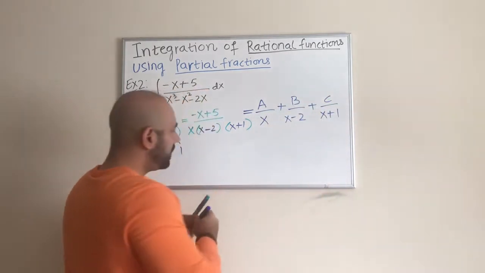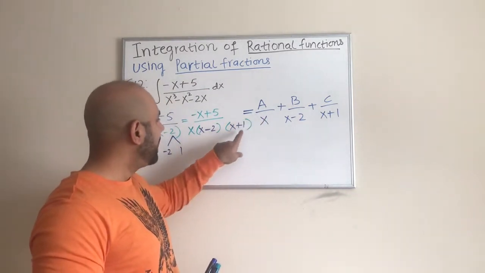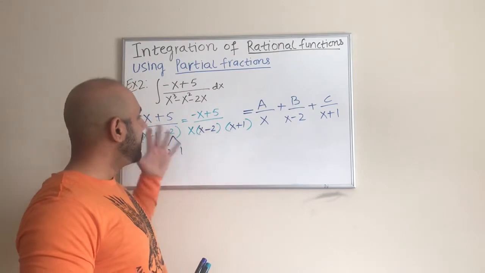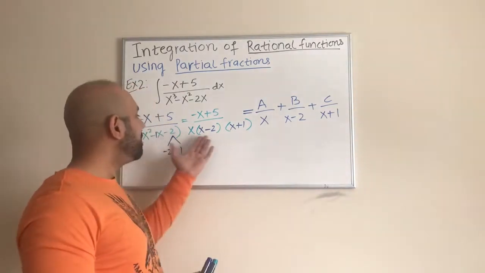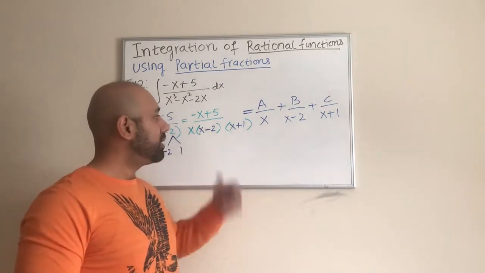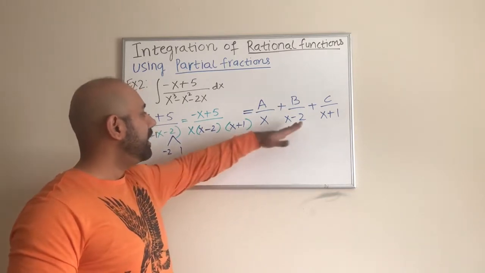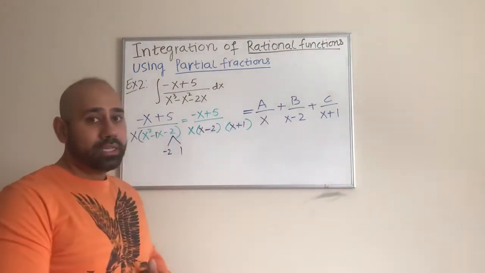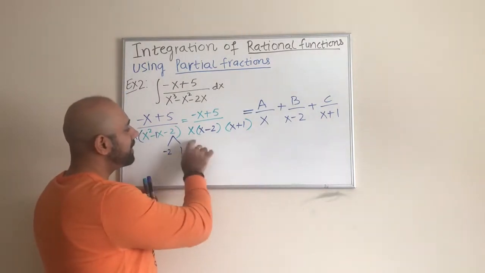Sometimes students ask me, does this order really matter? Can I say A over x plus 1, and B over x, and C over x minus 2? Yes, that is totally fine, because they are just multiplied, so the order does not really matter. You can have x minus 2 here, x here and x plus 1 here. That is totally fine.